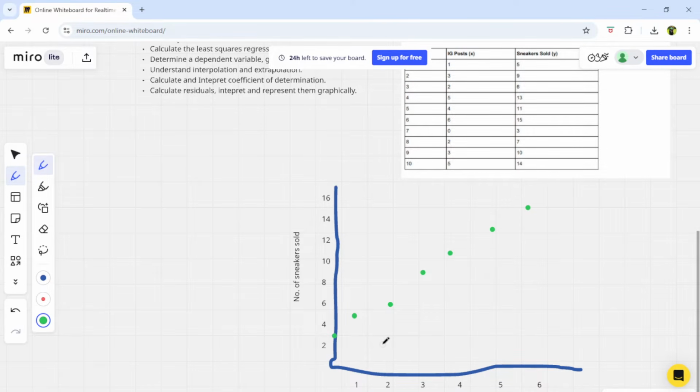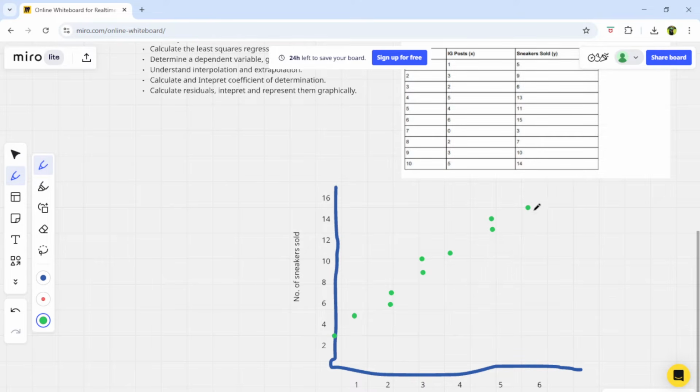And then 2 and 7. 2 is here, 7 is going to be somewhere between 6 and 8, so it's going to be there. And then 3 and 10. 3 is here, 10 is just above this. And then last but not least is 5 and 14. 5 and 14 is over here, just above this one here. So that is our scatter plot.